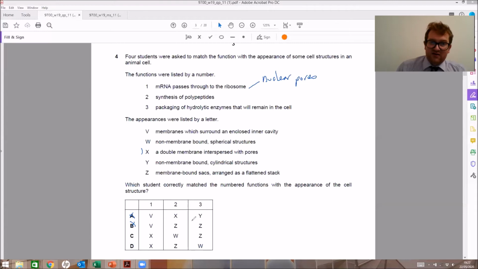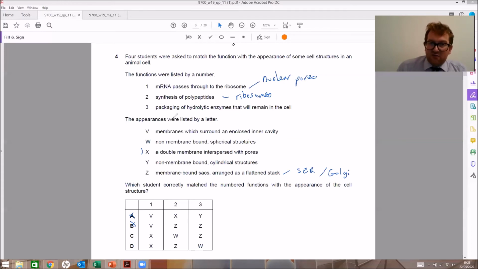Now, before I look at question 2, the idea here is you've got a choice between W and Z. Okay. Now, 2, synthesizing of polypeptides takes place in the ribosomes. Now, if you're unsure, you could use a process of elimination here. So if we look at, let's say, option D, you have Z, membrane-bound sacs arranged as a flattened stack. Well, this is really referring to the smooth endoplasmic reticulum. In this case, you could have maybe taken a guess. It could have referred to the Golgi at that point as well. But even still, you don't really know.